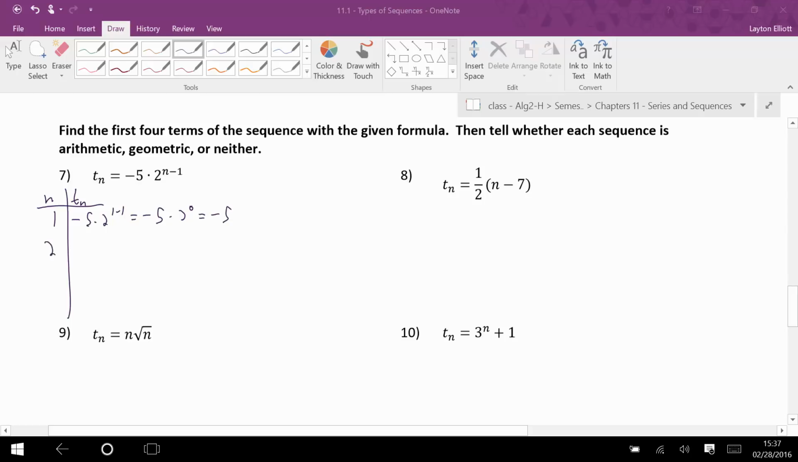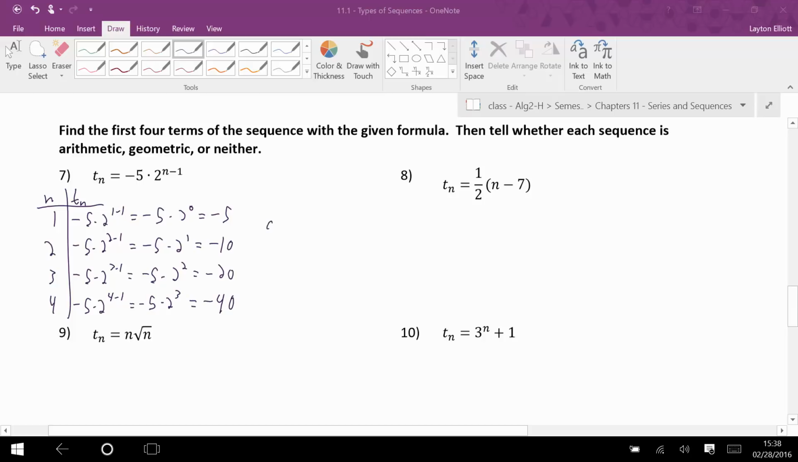Next we're going to do n is 2. So negative 5 times 2 to the 2 minus 1, or negative 5 times 2 to the first, or negative 10. The next one's 3, so negative 5 times 2 to the 3 minus 1, which is negative 5 times 2 to the second power, or negative 20. And then finally, negative 5 times 2 to the 4 minus 1, or negative 5 times 2 to the third power, which is negative 5 times 8, or negative 40.